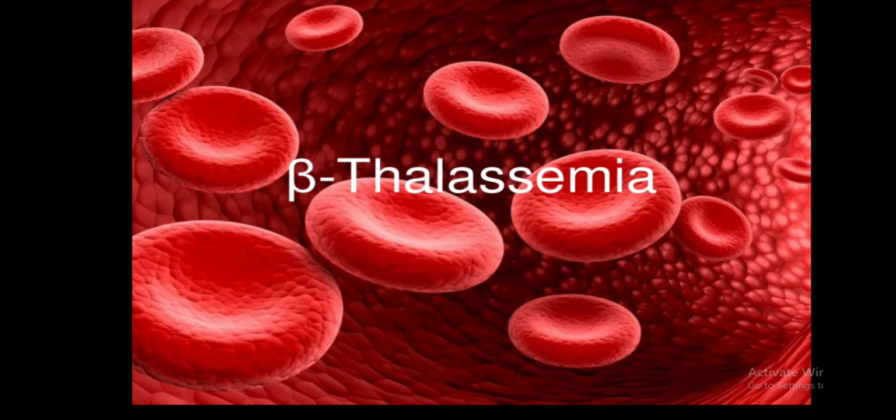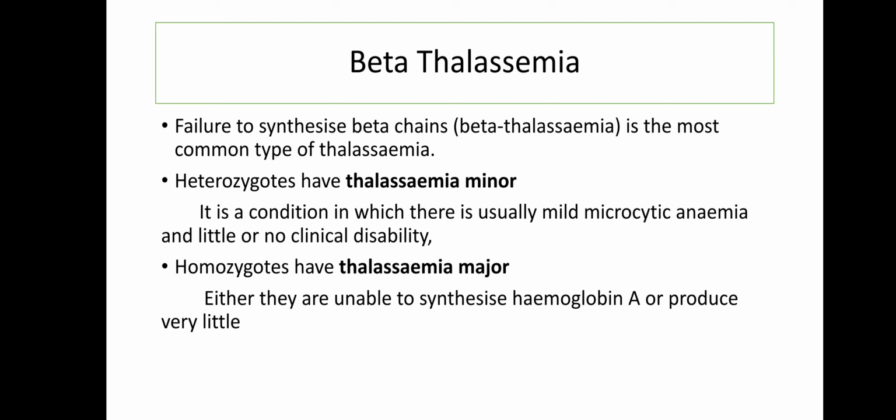First, we will discuss beta thalassemia, which is the more common form of thalassemia. Beta thalassemia occurs due to failure to synthesize beta chains, and this is the most common type of thalassemia. So, heterozygotes have thalassemia minor and homozygotes have thalassemia major. Heterozygotes usually have mild microcytic anemia and little or no clinical disability.